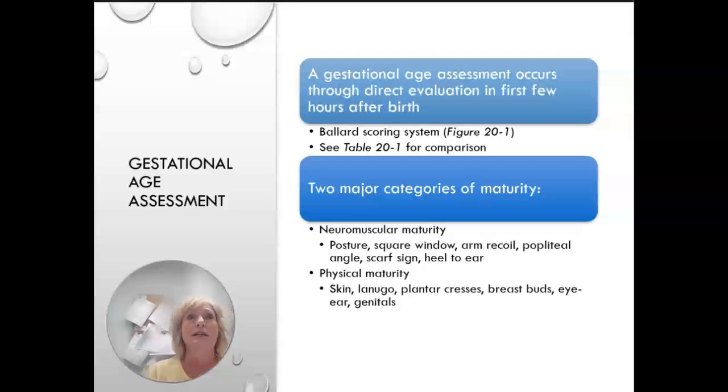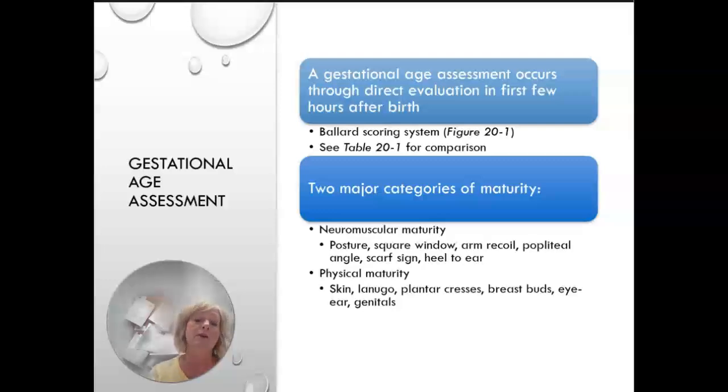Now, I was recently at Carbondale, and they have stopped doing Ballard scores unless they have a mom that comes in and they do not know her gestational age. Most of the time, if they've been going to prenatal visits, the doctor knows their gestational age because he's been following that mom throughout the pregnancy. However, if a mom comes in and she is in labor and has no idea when the baby's coming, that's a whole different thing. So we have to do something called a Ballard score.